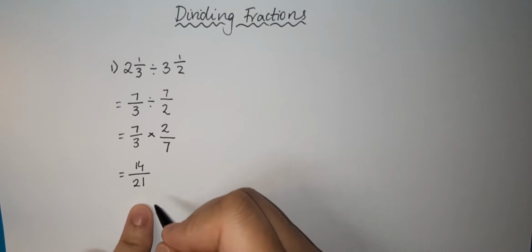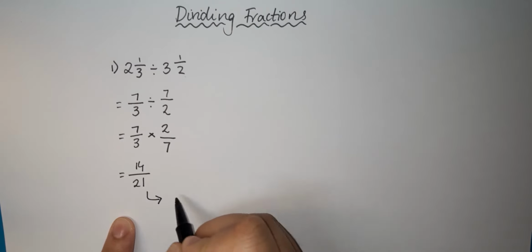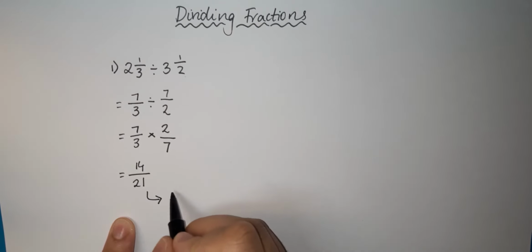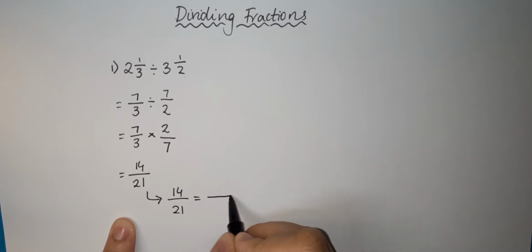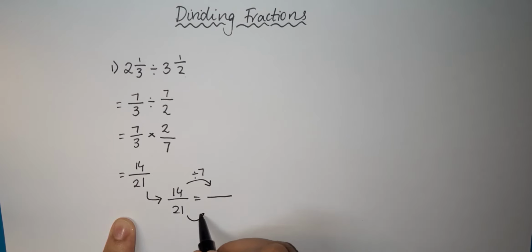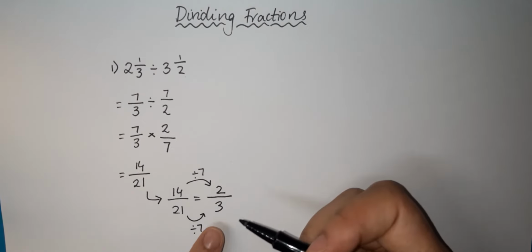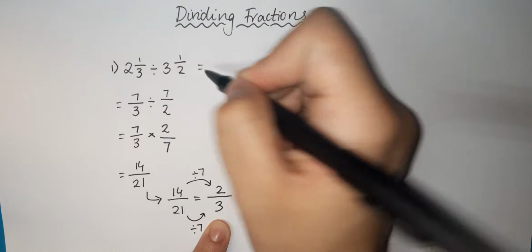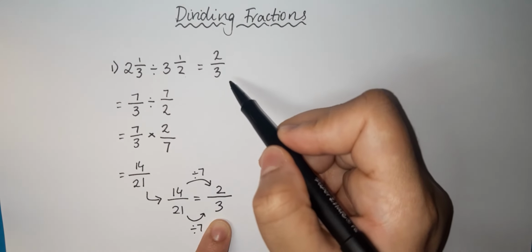Yeah? So if we divided both by 7, which is 14/21, so 14 divided by 7 and 21 divided by 7. This would give us 2, this would give us 3. So the answer to this is 2/3 in its simplest form.